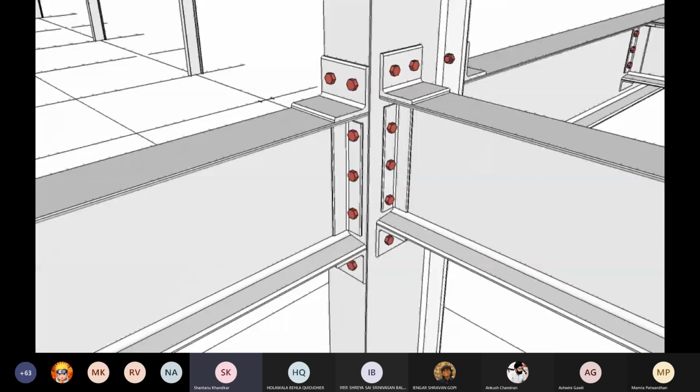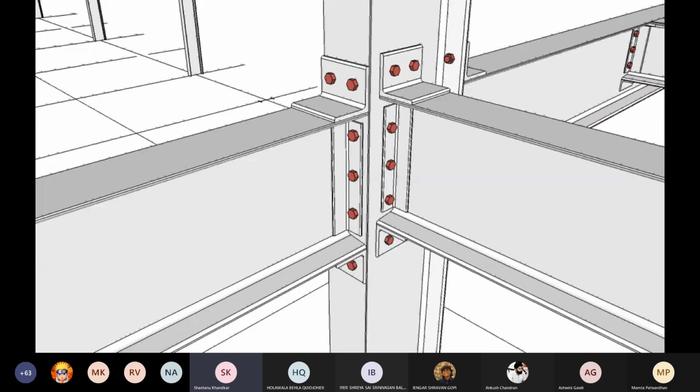Okay. The second connection I'm going to talk about is the column to beam connection. This is something very interesting. You can see over here that there are I sections which are forming the beams, and there's a stanchion which is forming the column. Now, how exactly would you go about placing these to each other?